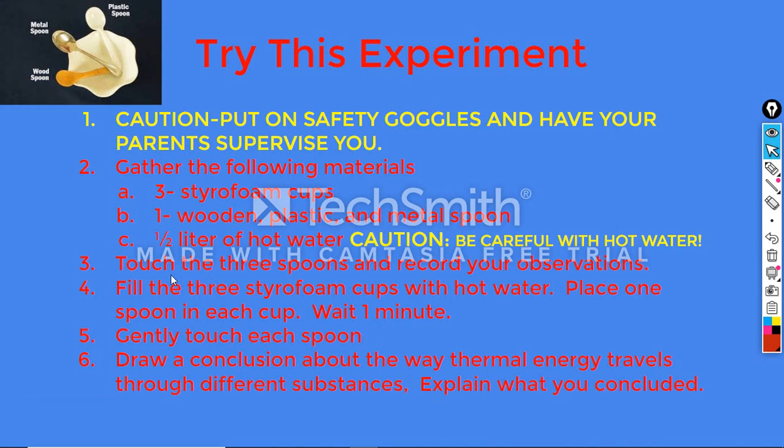But before you do that, I want you to touch the 3 spoons and record your observations. So before you put them in the hot water, grab them in your hand, touch them, feel them, and record what you are observing. And again, you're using one of your 5 senses here, which is touch. How are they feeling? Are they hot? Are they cold? Are they at room temperature? Just explain it to me and describe it to me.